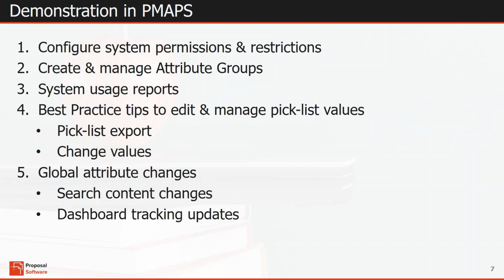And then I'm just going to move into our demonstration PMAPS. So I'm going to show you how to configure system permissions and restrictions and talk a little bit about how you can lock down some fields. We'll talk a little bit about how you can also archive some data too, ways you can go about doing that, creating and managing your attribute groups. System usage reports, we'll take a quick look at that as well underneath the admin menu. And then I'll delve pretty deep into some of the best practice tips to edit and manage your pick list values, changing some values on that. And then also we'll do a little bit of global attribute changes, both on the search and the dashboard side.